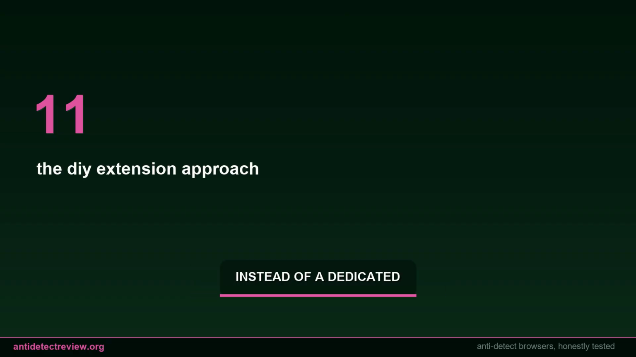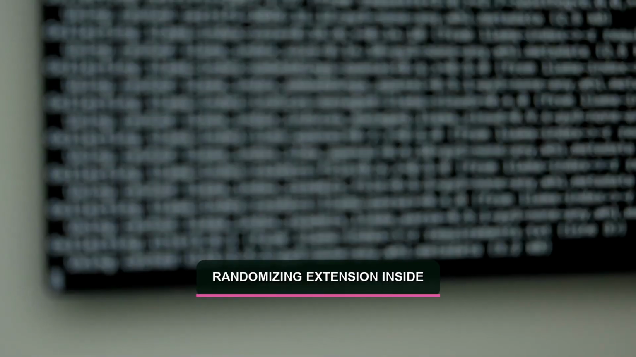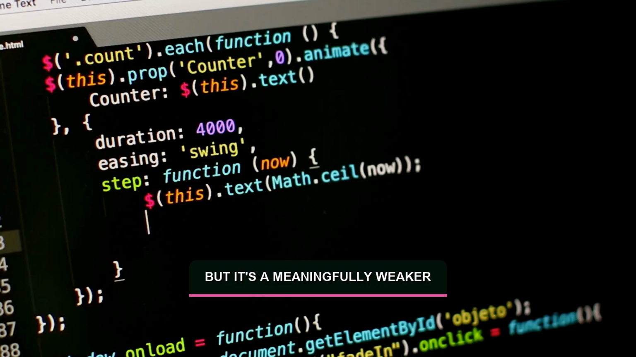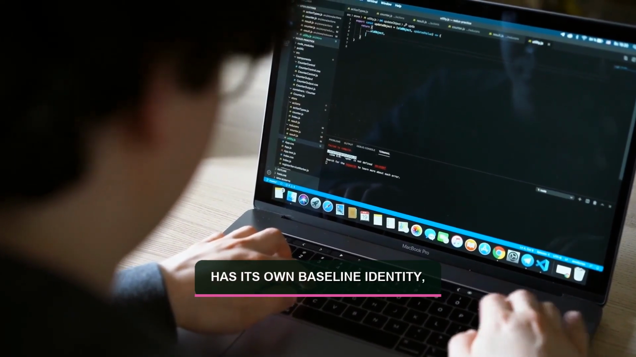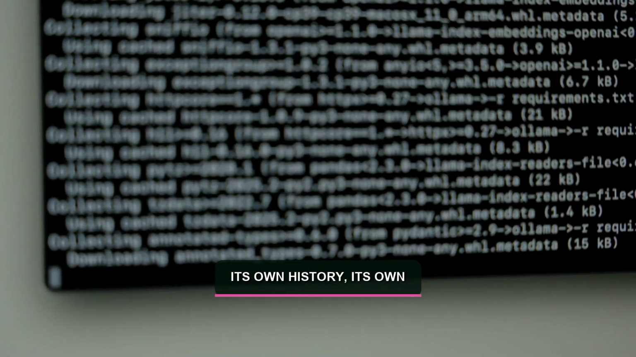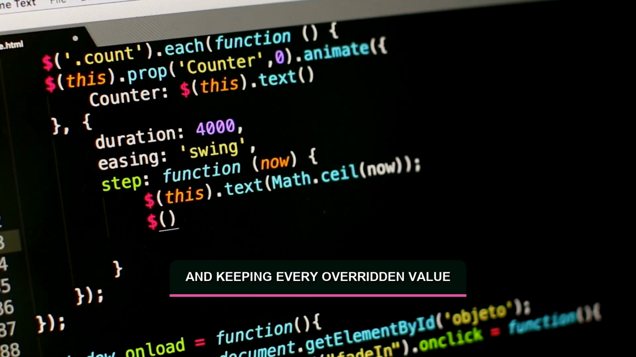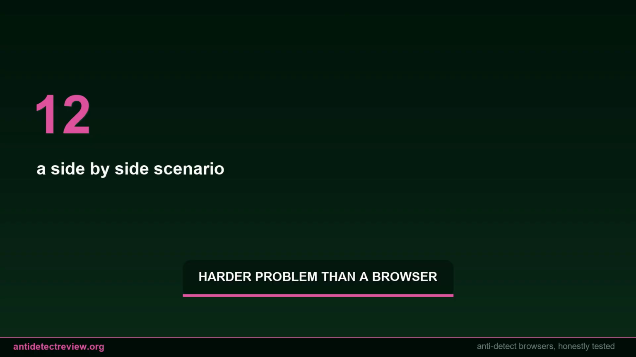Another path some people try instead of a dedicated Antidetect browser is installing a fingerprint randomizing extension inside their normal, everyday browser. It sounds like the same idea, but it's a meaningfully weaker version of it. The extension is running inside one single browser install that already has its own baseline identity, its own history, its own real profile underneath whatever the extension is overriding, and keeping every overridden value internally consistent from inside an extension is a much harder problem than a browser built for the job from the ground up. And the extension's own presence, or the specific way it alters values, can itself become a recognizable signature.